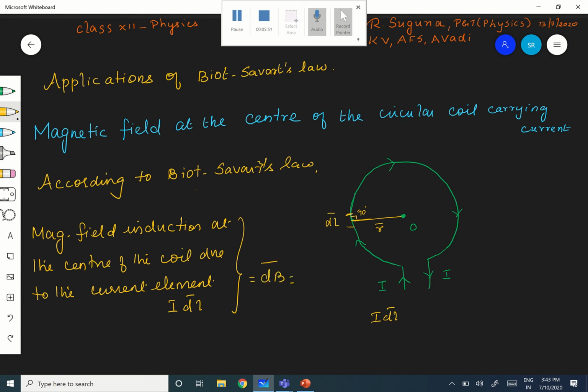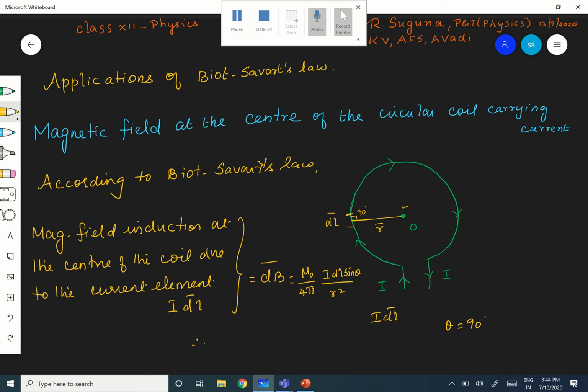What is dB? You recall, dB is equal to mu naught by 4 pi, I dL sin theta by r squared. Here theta is equal to 90 degrees, so we can apply it now. This is the formula, dB equal to this. Theta being 90 degrees, what is r? r is the position vector of the point concerned from the current element. Here the point concerned is O, that is the center. Therefore, what is the position vector?